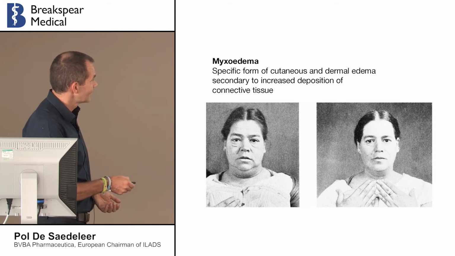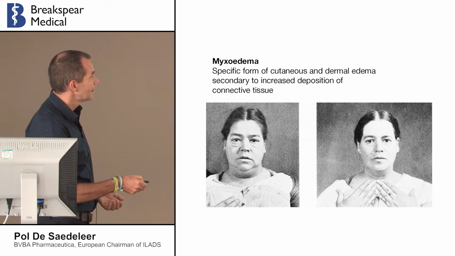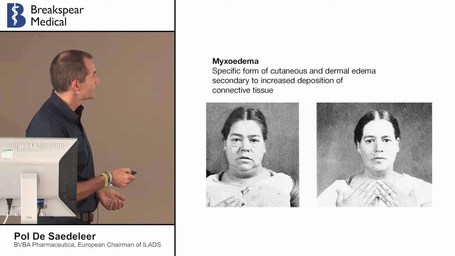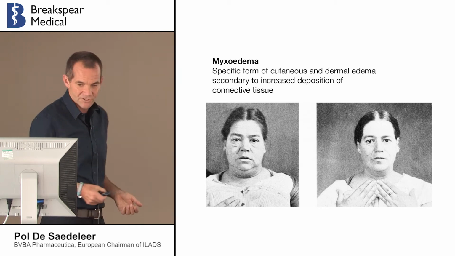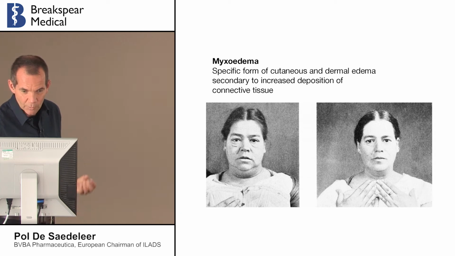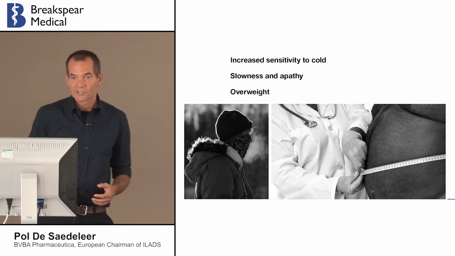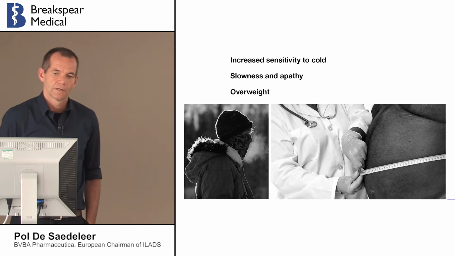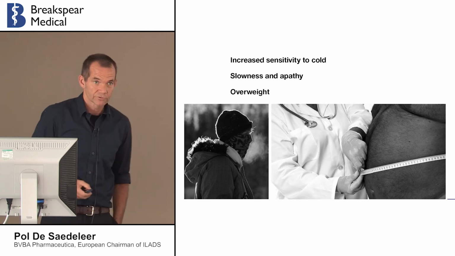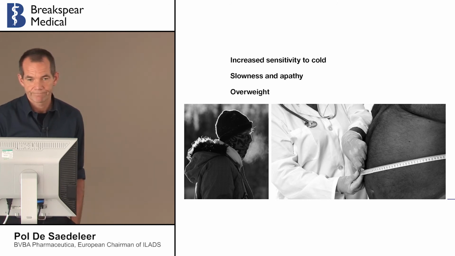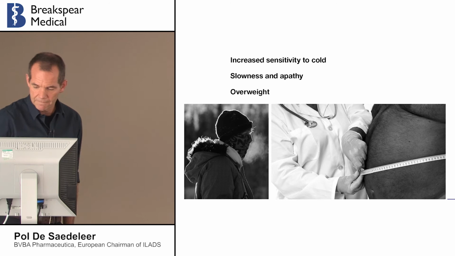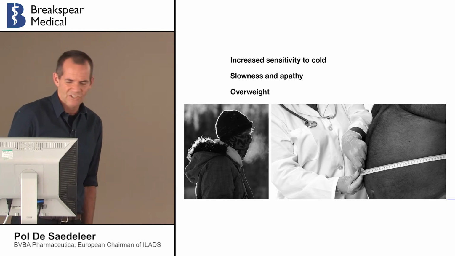Situation before thyroid treatment, situation after thyroid treatment. So we call it, in the first stage, a deposition of connective tissue. It's what we often see. It's also one of the basic indicators that thyroid activity is not as it should be. Other typical symptoms, if thyroid activity is not optimal, is of course overweight, increased sensitivity to cold, even if temperature is pretty normal, and slowness, apathy. The activities, everything is getting slower.